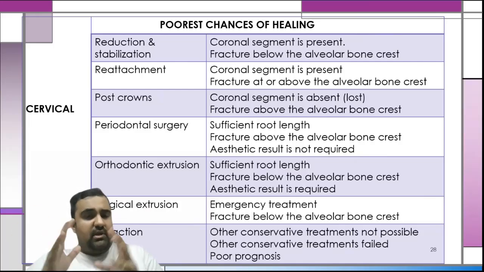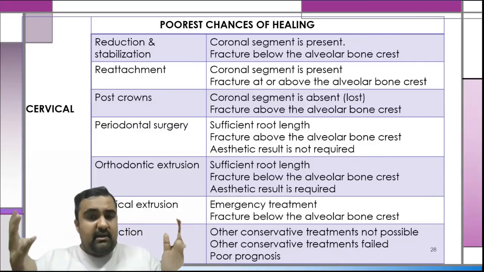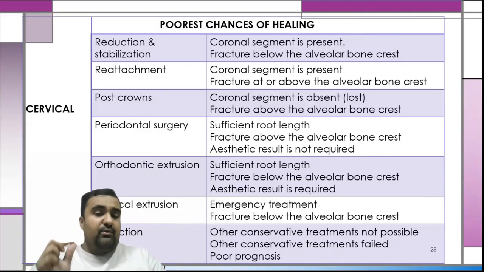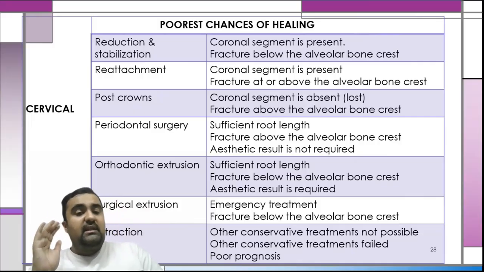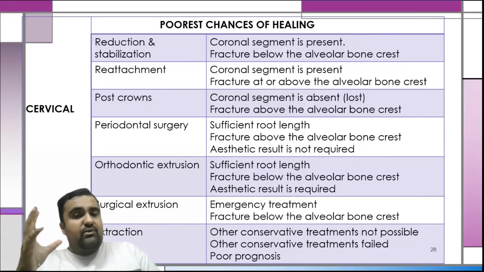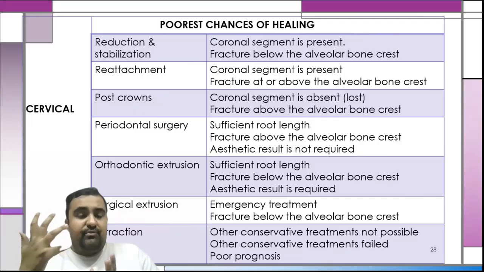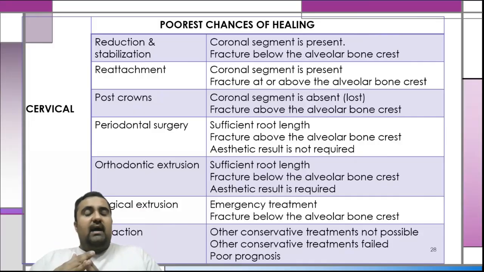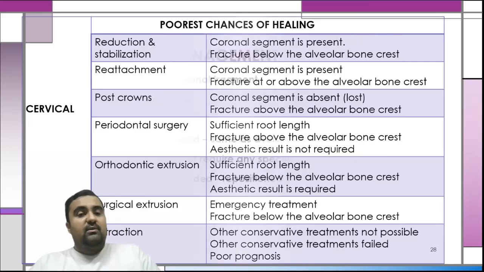Periodontal surgery, if sufficient root length is there, aesthetic result is not required, and the fracture is above the alveolar bone crest. Orthodontic extrusion is done where the teeth have sufficient root length, aesthetic result is required, and the fracture is below the alveolar bone crest. Surgical extrusion is the emergency treatment of choice, and this is done in fractures below the alveolar bone crest. And you finally extract it when other conservative treatments are not possible and it has the poorest prognosis.